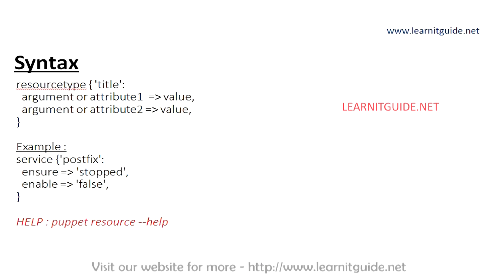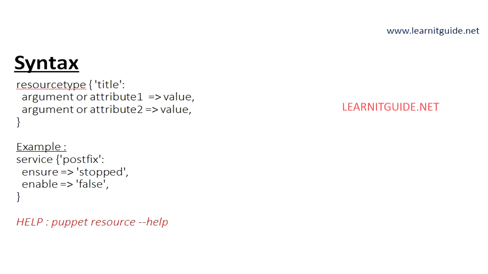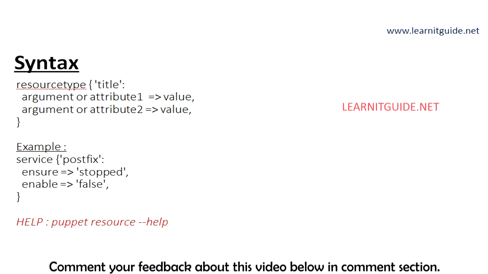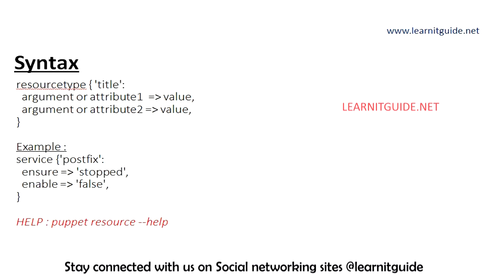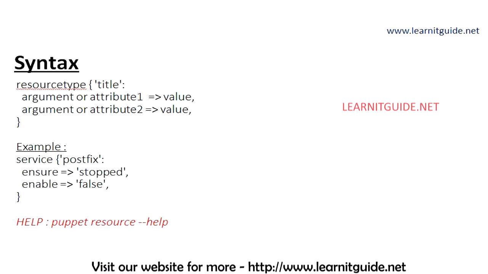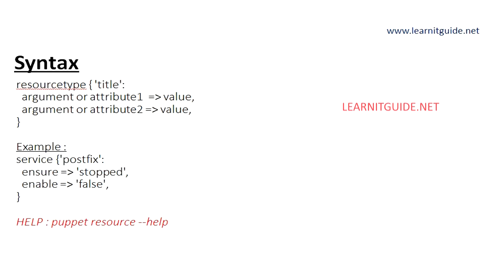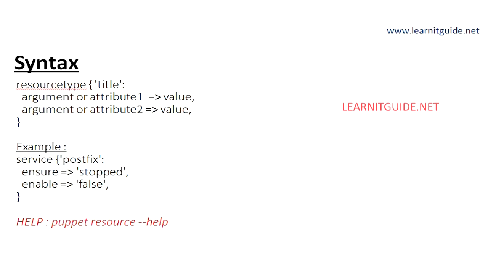And if you don't know what the parameters or arguments are for a single resource, for example for a service you don't know what arguments like ensure, enable there are, you may not be aware of these things. So what you can do is there is a help command, puppet resource --help. It will list you the number of resource types available like service, package, user, exec, mount. So there are a number of resource types. It will give you the list of that.